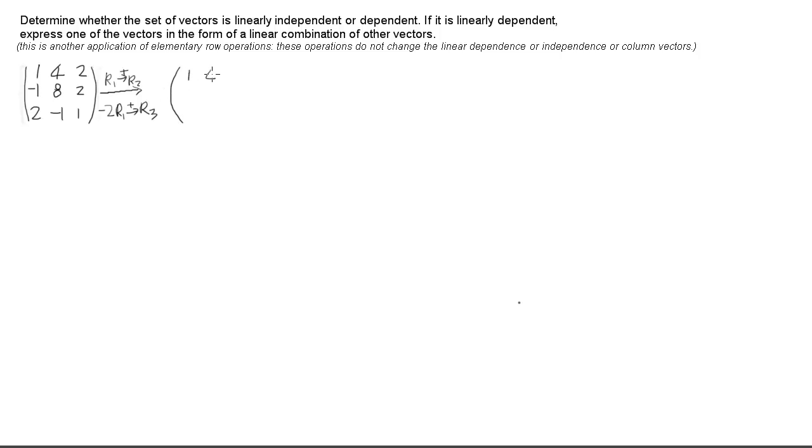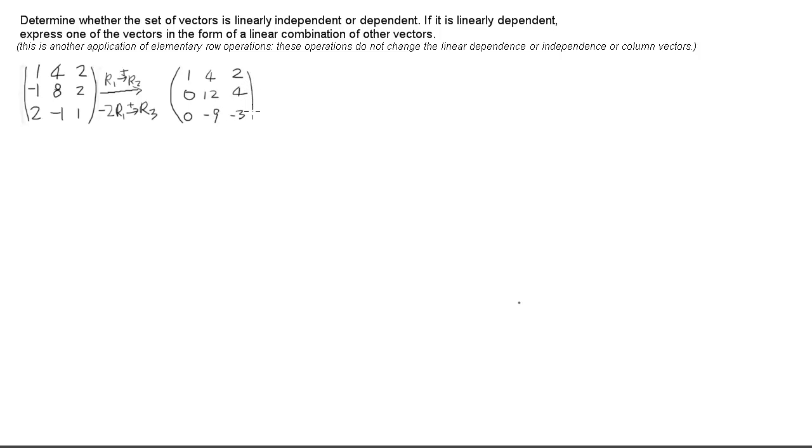Nothing is going to happen to the first row, 1, 2, 4. Add the first one to the second one, we have 0 and 12 and 4. Okay, and -2 times 1 is -2 plus 2 is 0. So this is good. And then -2 is -8, minus 1 is -9, and then -4 plus 1 is -3.